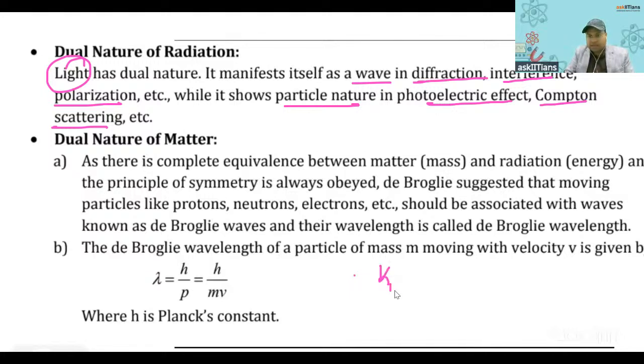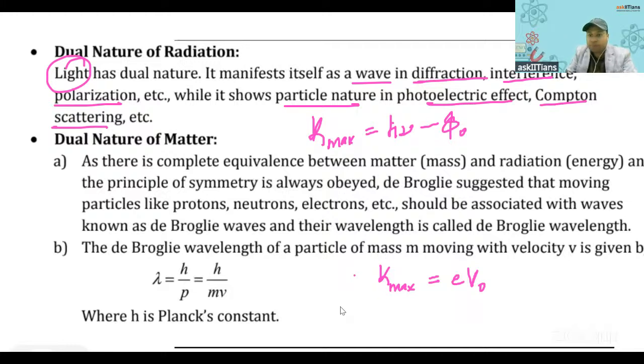So K max is equal to e into V naught, right? K max is the maximum kinetic energy of an electron. From this equation, this is the energy of the incident radiation minus the work function. If you subtract the work function, the threshold energy, from the incident radiation's energy, we get the maximum kinetic energy that an electron can have.